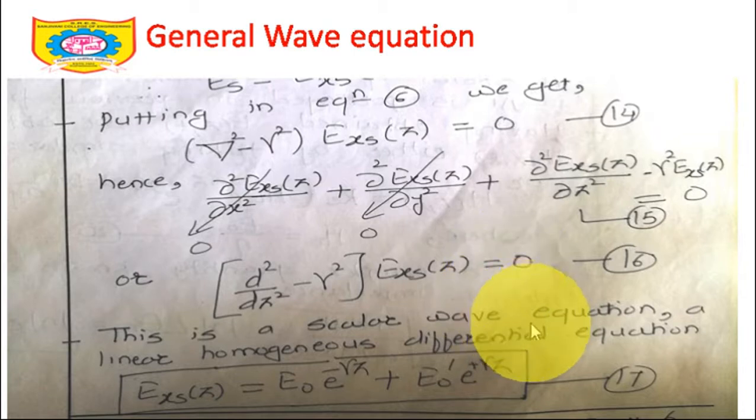Now this is a scalar wave equation, a linear homogeneous differential equation. If we try to solve it, because this is linear and on the right hand side we have 0, Exs of z is equal to E0 e raised to minus gamma z plus E0 dash e raised to plus gamma z. There are two roots of this equation, since it is a second order equation. This is equation number 17, which tells something about the wave. Let's talk about those things in detail.